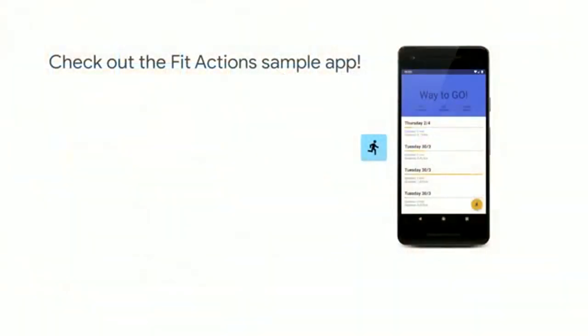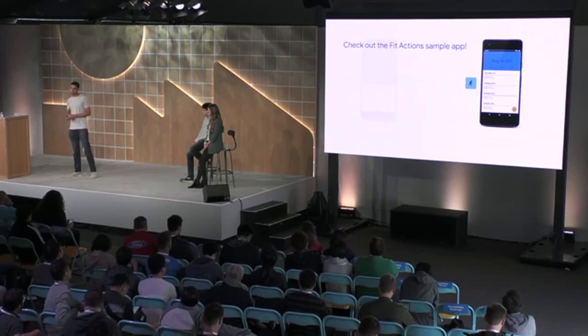Now, this is a good point to call out our sample that we've published on GitHub, the fit action sample. You can get it today on the Actions on Google GitHub repository. It's a really good example of how all of this flow that I just talked about works end to end.